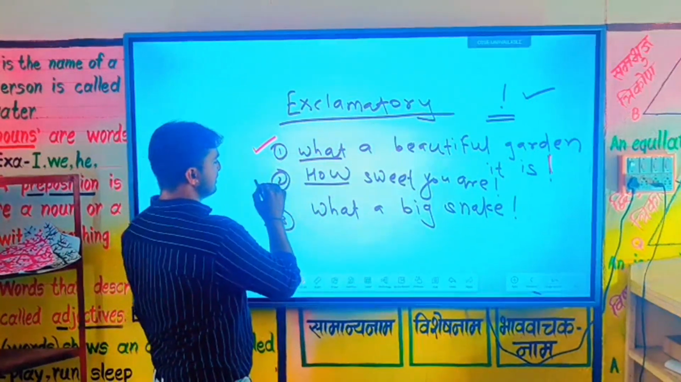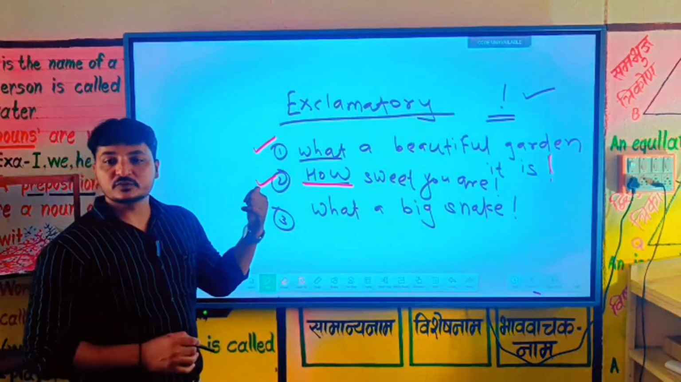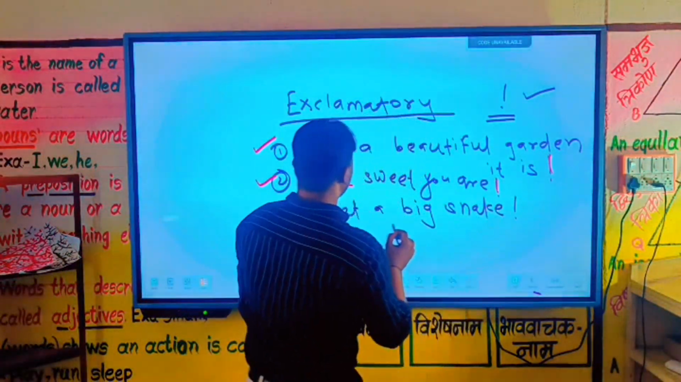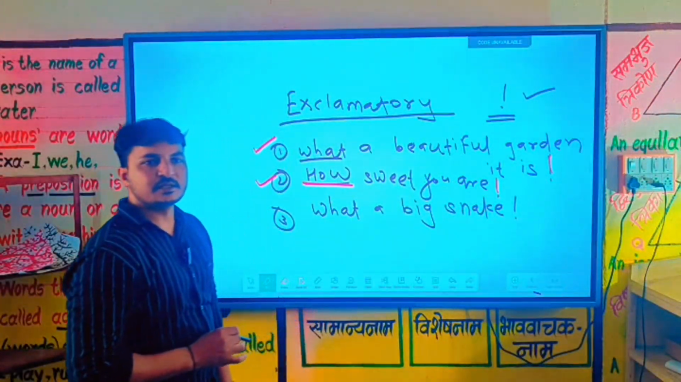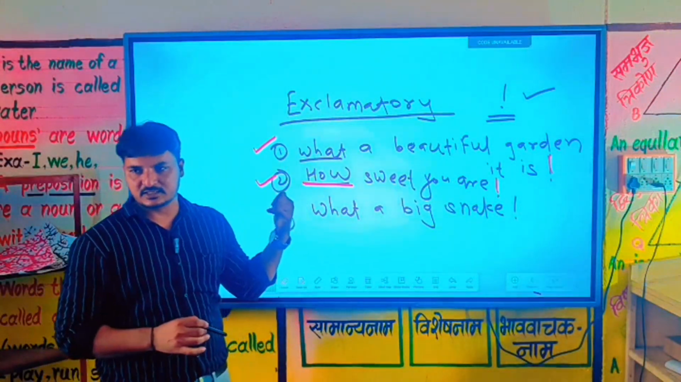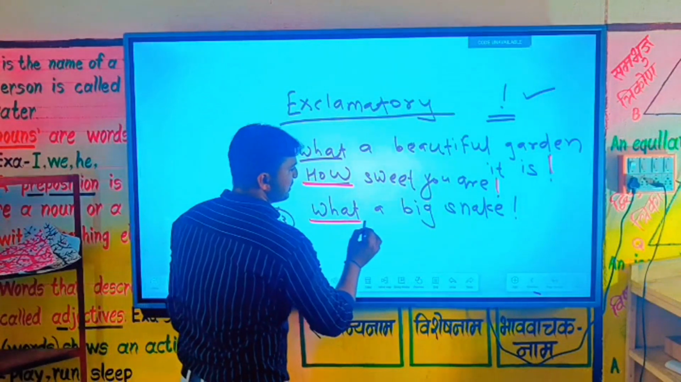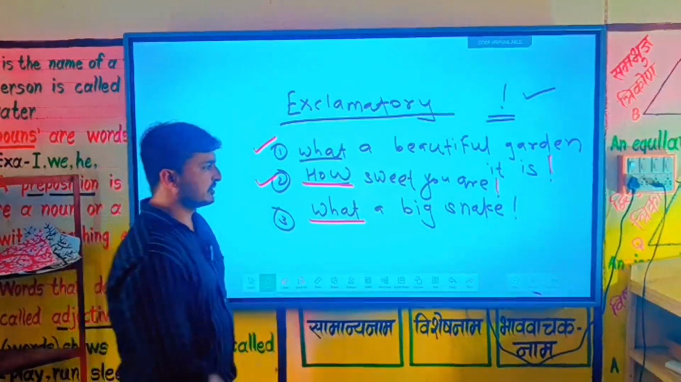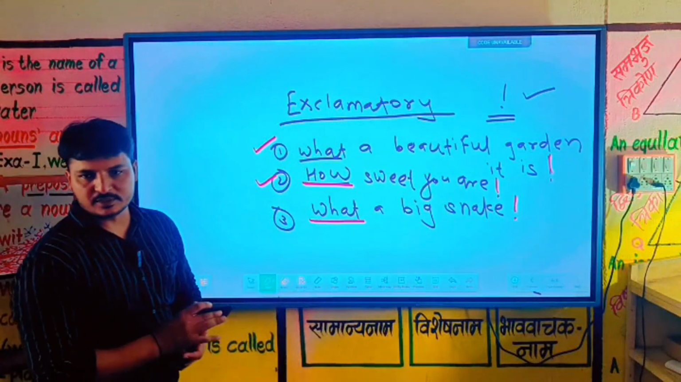Okay, so look at the second example. This sentence starts with how and ends with the exclamatory mark. Okay, so how sweet you are, exclamatory mark. So this sentence is also an exclamatory sentence. Then the next example, what a big snake. Okay, it starts with what and there is one exclamatory mark, that is why it is an exclamatory sentence.